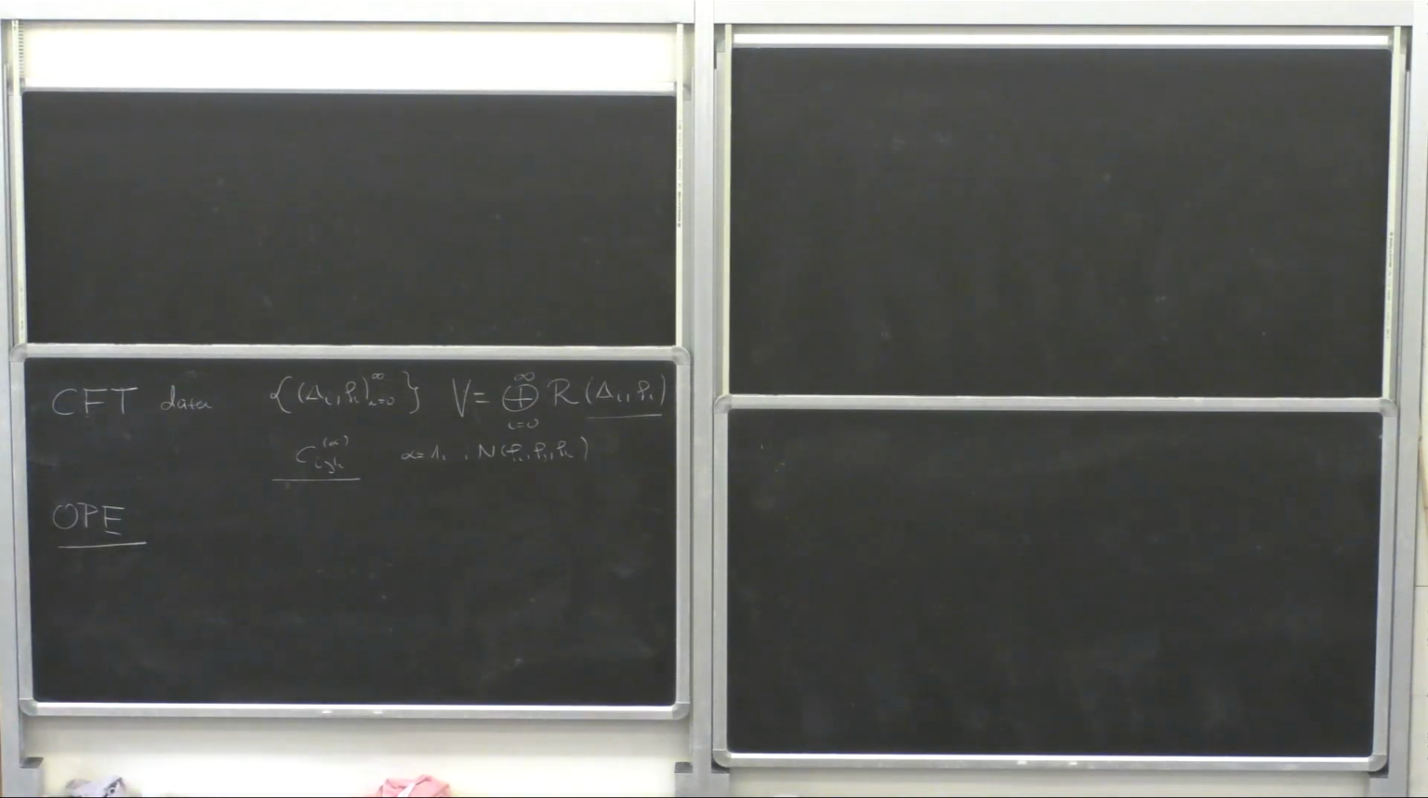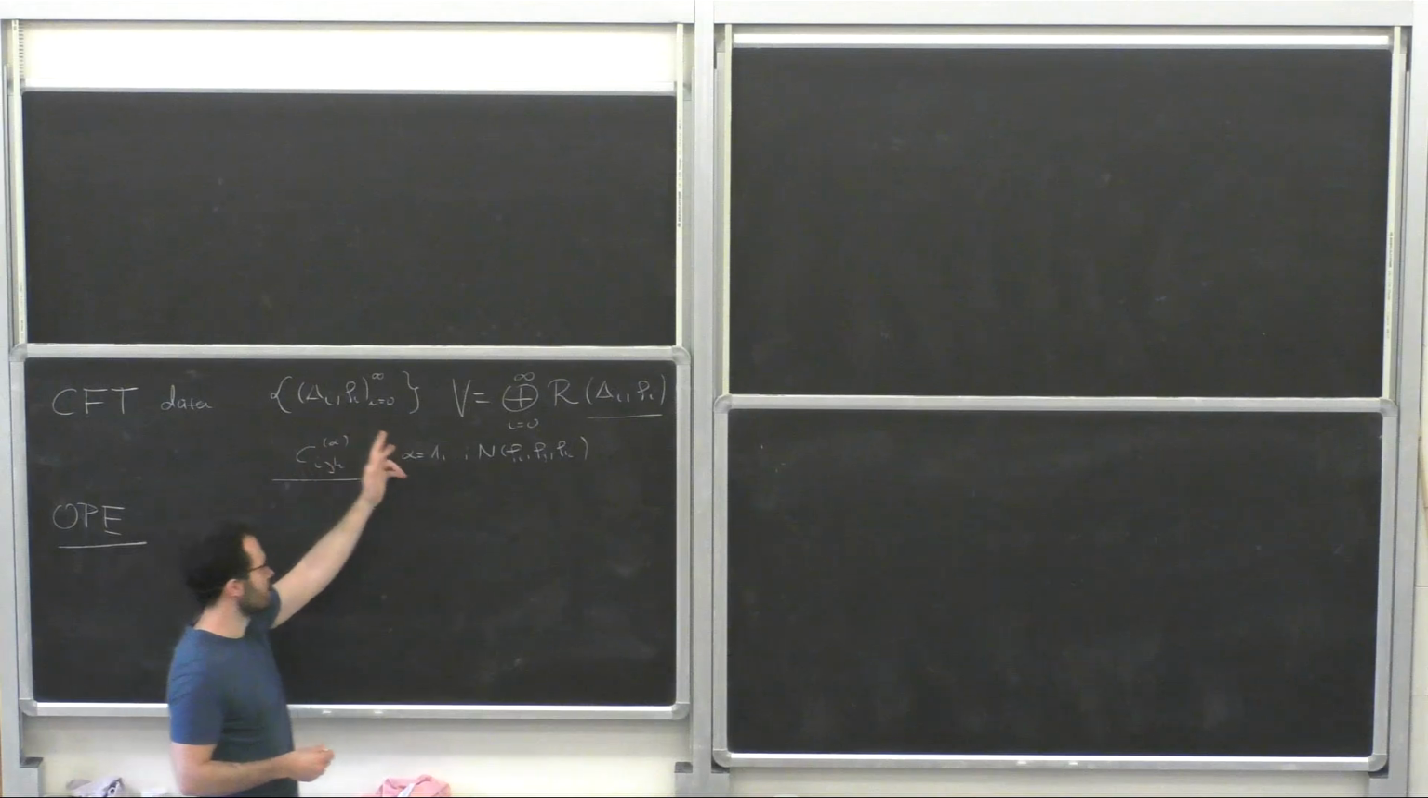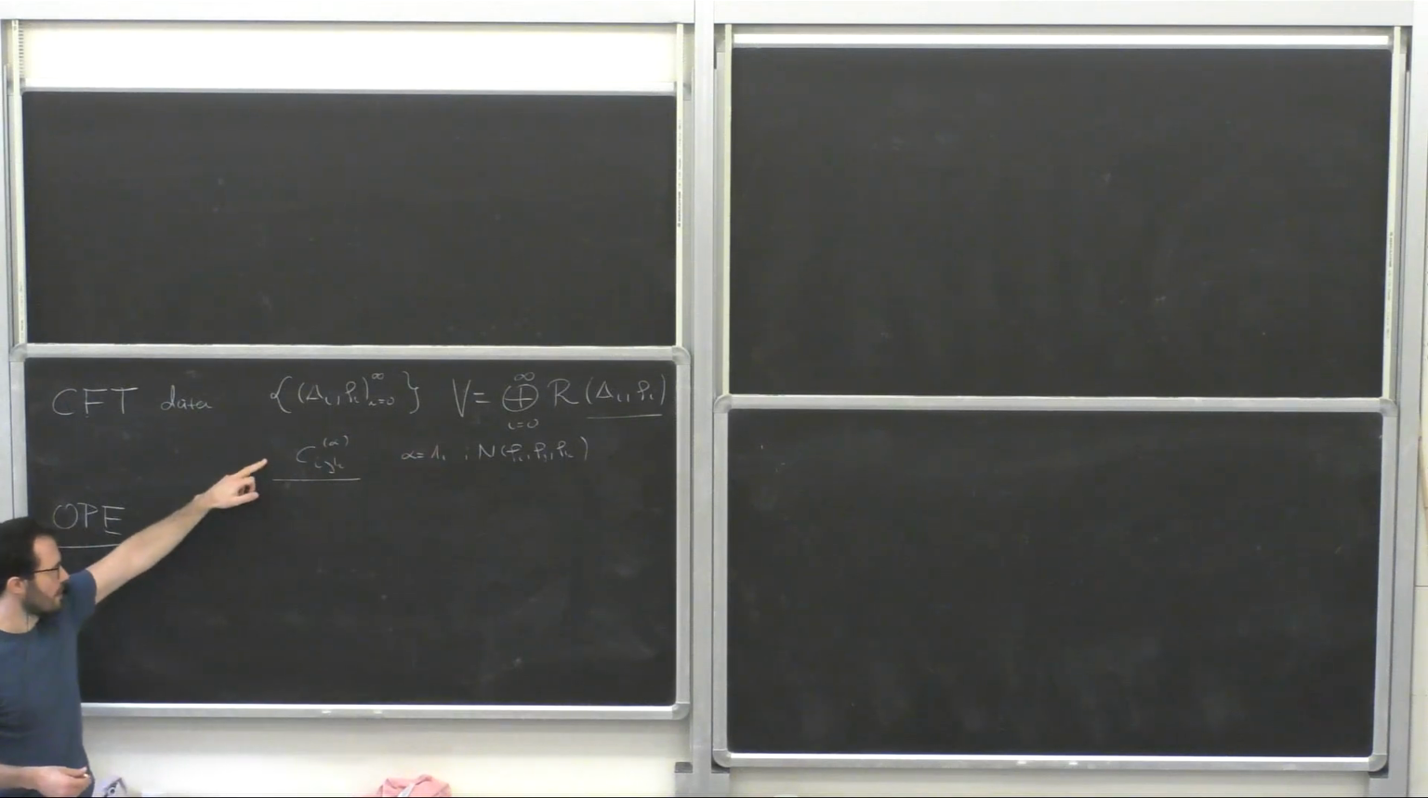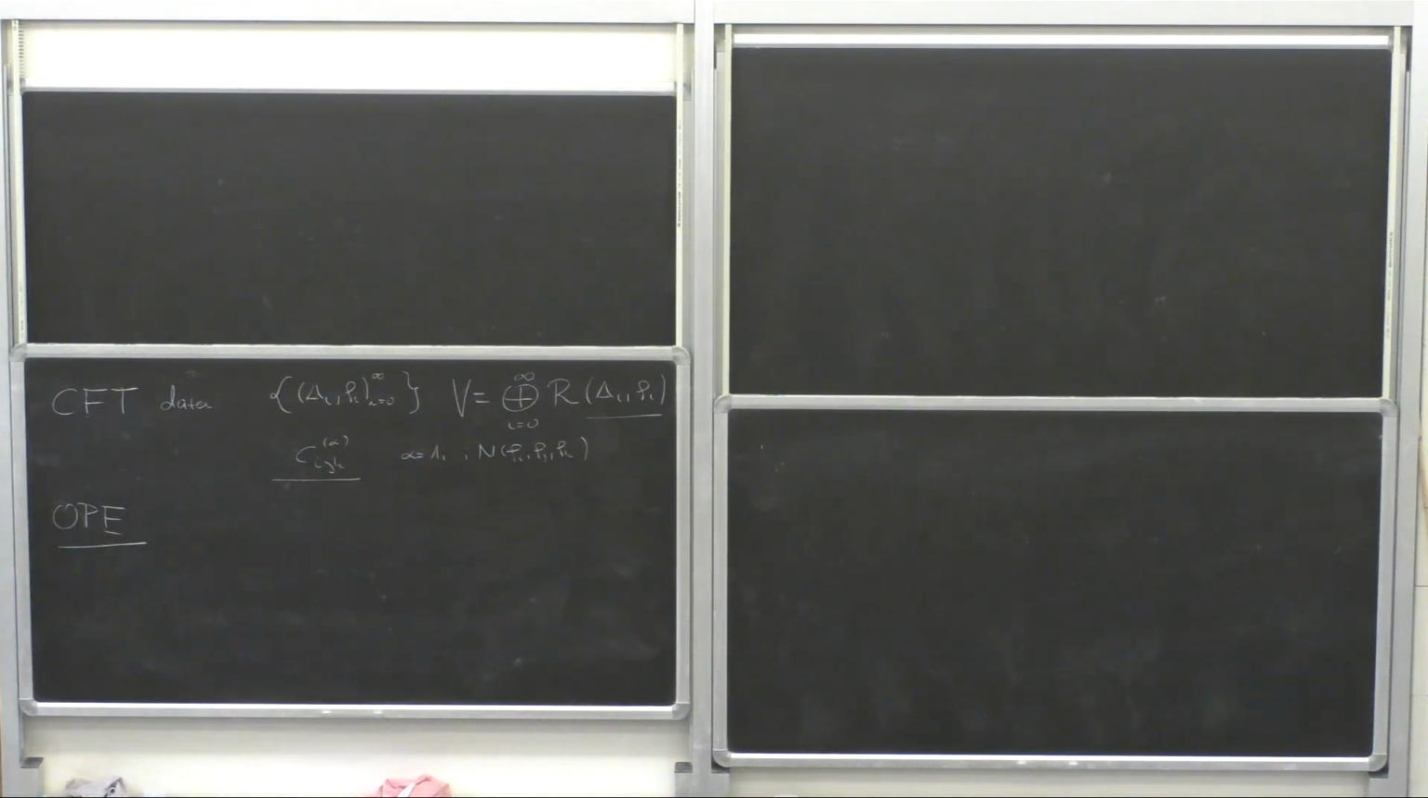And we have seen some simple examples. Well, we have only seen one example, which is when the three operators are scalar, in which case there is only one number. The reason why this data is enough is thanks to the OPE.